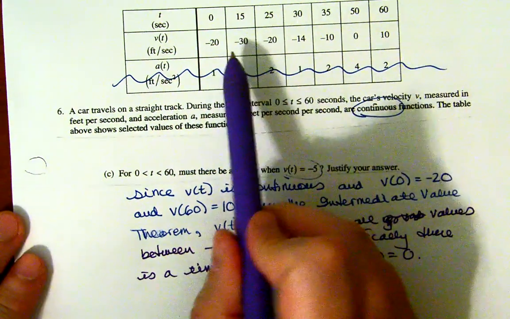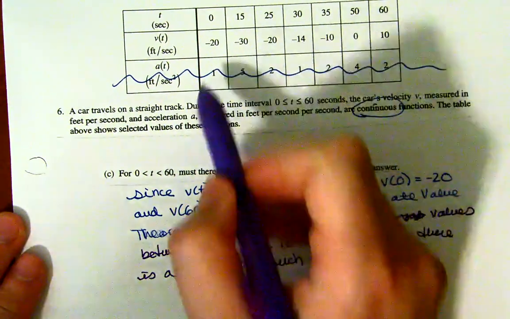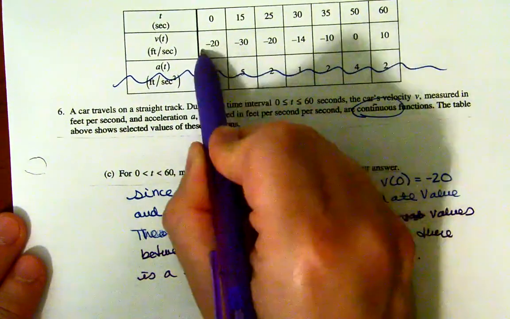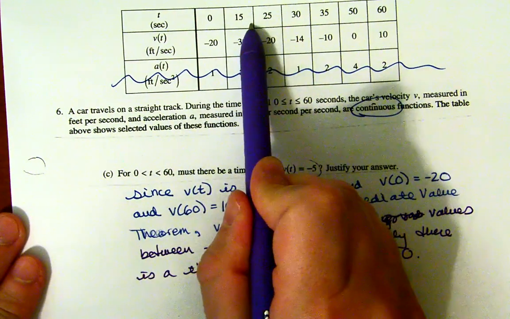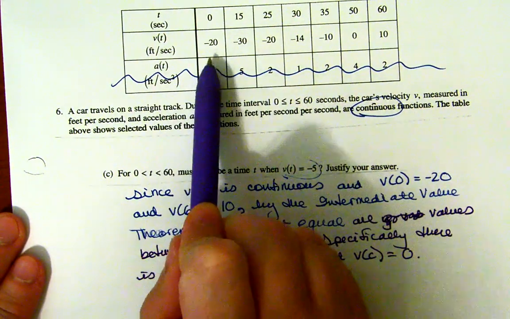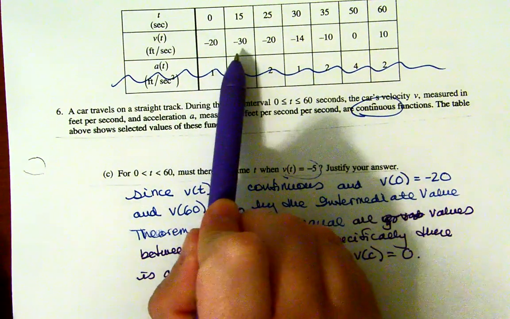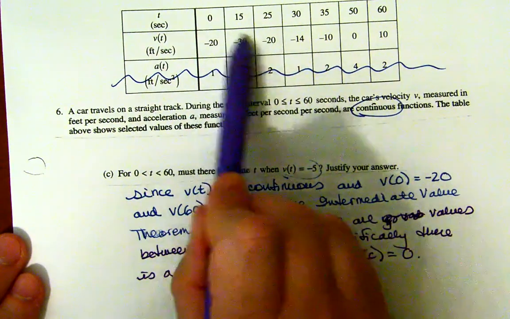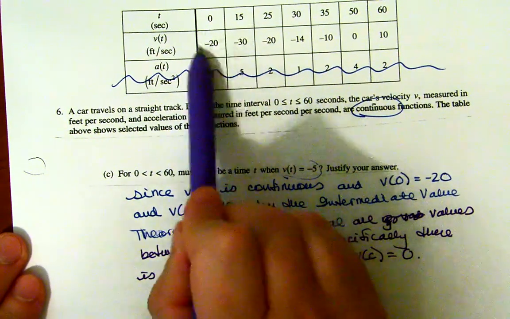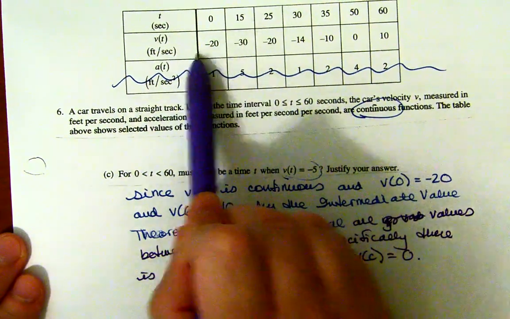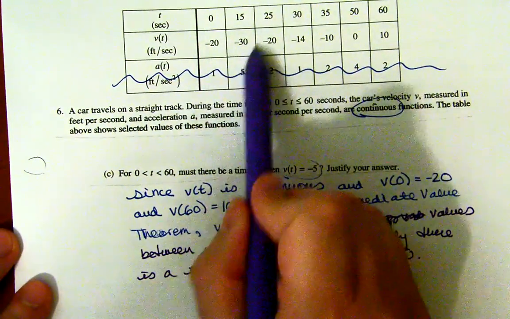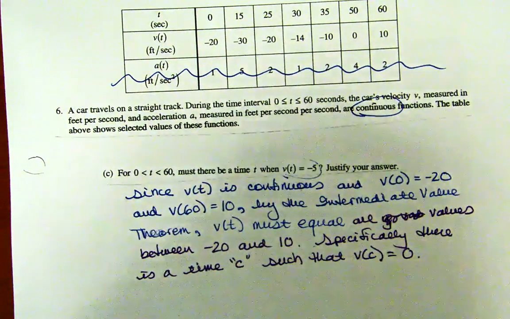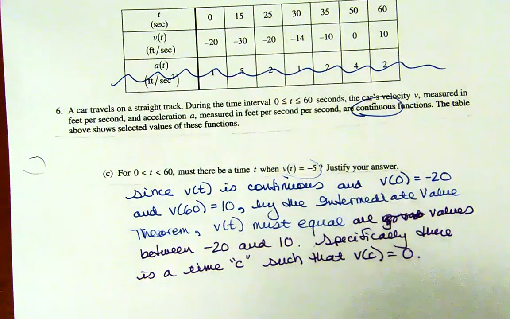Even though negative 25 is not between negative 20 and 10, what if I just look at this interval over here? Between time 0 and time 15, I know my velocity has to take on all values between negative 20 and negative 30, and negative 25 is within there. So I can prove that between time 0 and time 15, somewhere my velocity is negative 25. Sometimes you're going to have to look at a smaller sub-interval to reach your conclusion about a particular value guaranteed.